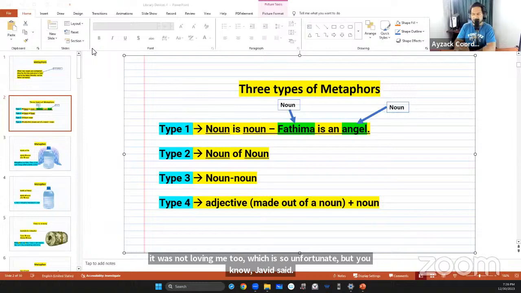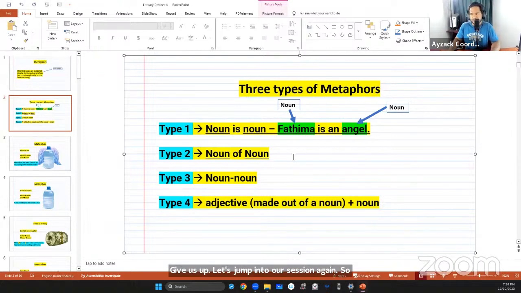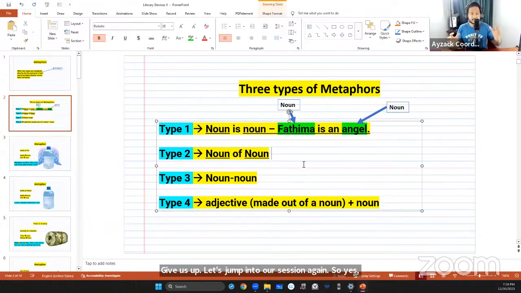Let's jump into our session again. So here's the deal. Remember, Fatima is an angel is a metaphor, by the way. Why is it a metaphor? Because you have two nouns and you compare those two nouns directly, and it's fake because Fatima is not really an angel. That is a metaphor.